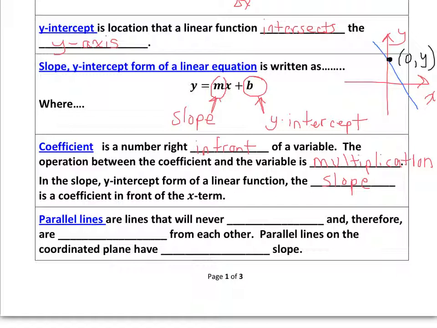Okay, one last vocab term here, and that is parallel lines. Parallel lines are lines that will never intersect. The reason why they will never intersect is because they are equidistant. That means equal distant, but we kind of mash up the two words together, equidistant from each other. Just read that as equal distance from each other. Parallel lines on the coordinate plane have the identical, the same slope.